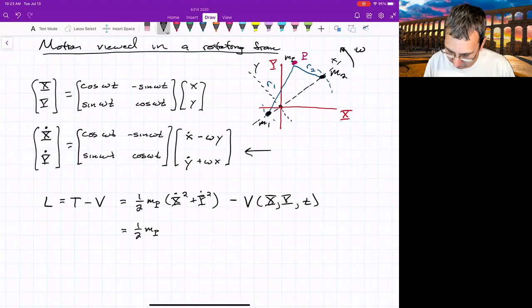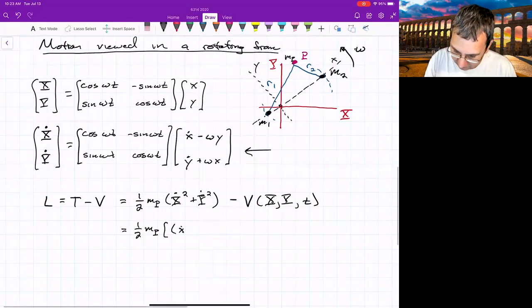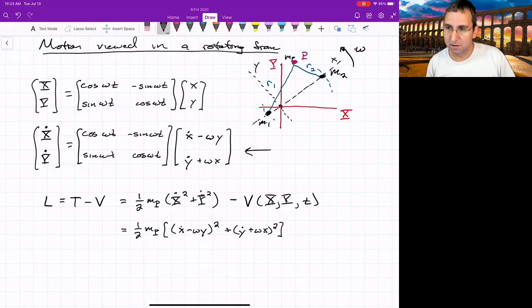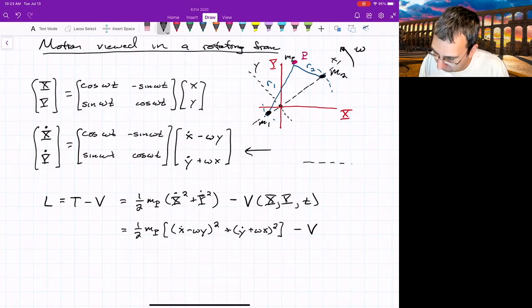What you'll be left with is, let me put this in square brackets, little x dot, sorry, (x dot minus omega y) squared plus (y dot plus omega x) squared. We just directly substitute in. We're writing the kinetic energy viewed from the inertial frame, but writing it in terms of rotating frame coordinates, and that works. That's fine. You can do that. And one of the benefits is that when you look in the rotating frame, now we're looking completely in the rotating frame.